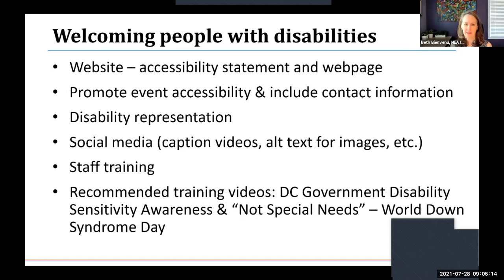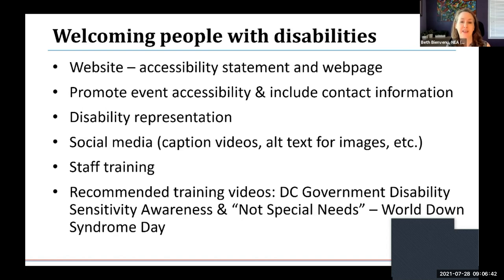To be welcoming for people with disabilities, make sure that your website is number one, that it's accessible. We'll talk about that in a moment, but have an accessibility statement and webpage, a page with contact information and resources and how to access your programs will be really helpful, and make sure that you know how to navigate to that. It can be in your about or how to visit sections of your website.